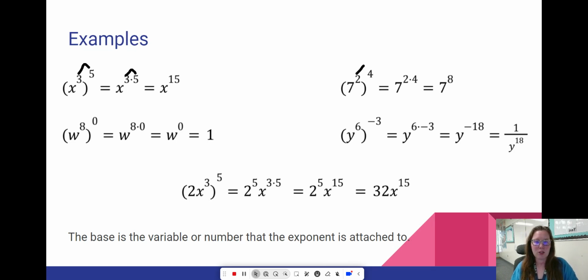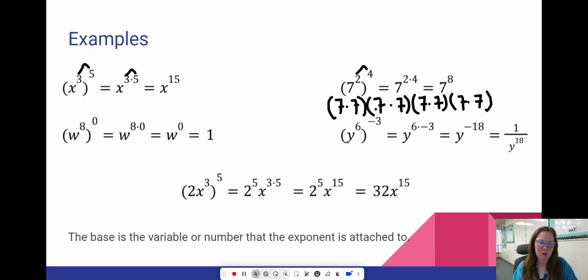So here, 7 to the power of 2 to the power of 4. Well, that means we have 7 to the power of 2. We have that 4 times, so that's less. I guess I could write that out. 7 to the power of 2, we have that 4 times. So here's my first one, then my second one, and then my third one, and then my fourth one. So how many times do I have the number 7? 1, 2, 3, 4, 5, 6, 7, 8. 7 to the power of 8. The quicker method is to just multiply. 2 times 4 also gives you 8.